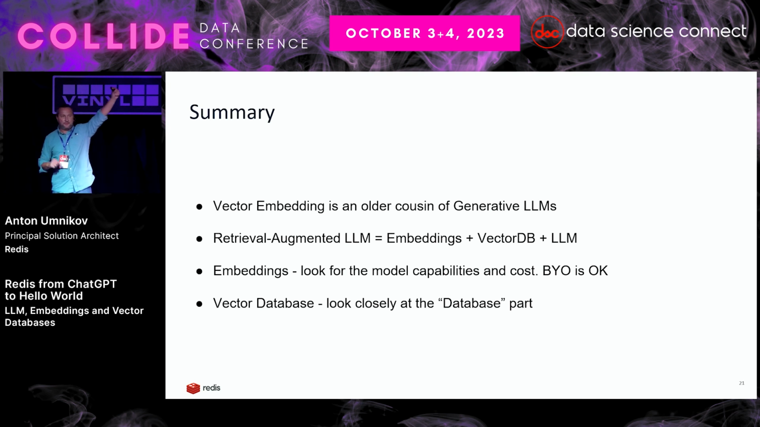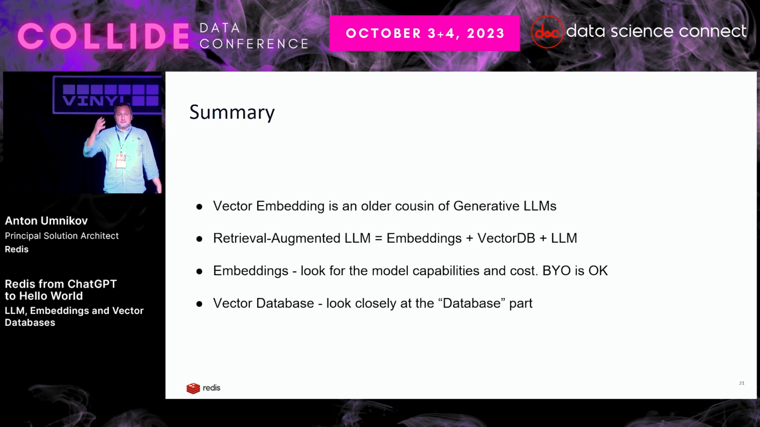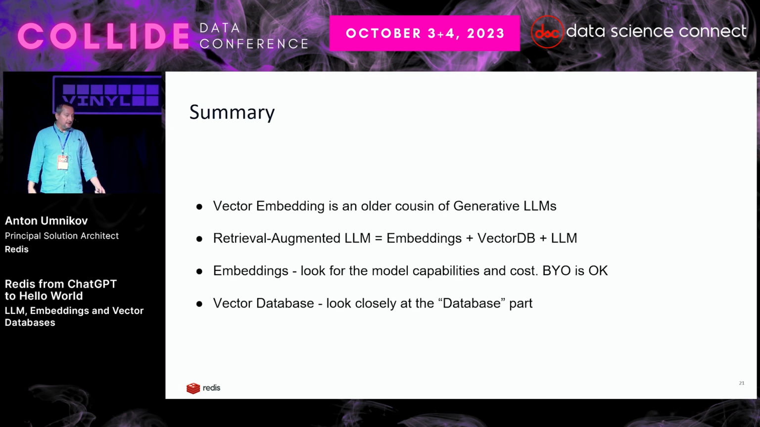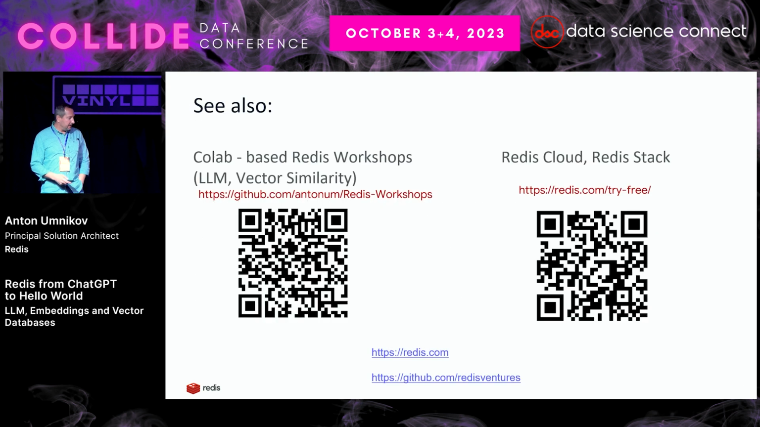You don't have to rely on embeddings from the LLM provider. And pick your embeddings wisely. Embeddings is something that you can totally run on your own. I would think twice before provisioning infrastructure for running something like Llama 2, but for embeddings, it's a no-brainer. You can do that, and you would save a lot of money if you do, especially in the development cycle. And then you choose a vector database. Vectors are easy, databases are hard. So look closely at the database part of the vector database. That's it. I don't know if we have any time for questions.